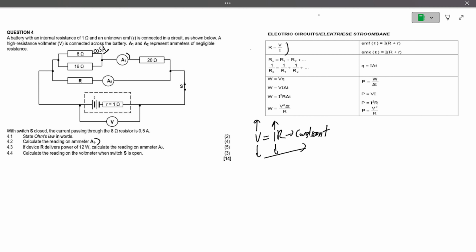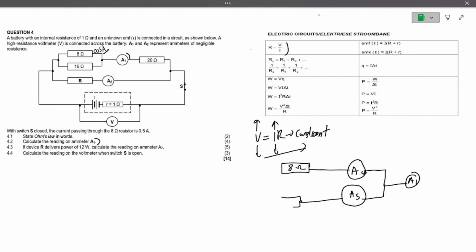What we have to know is, let me just draw out this branch so that we can see how the current is moving there. Let me just name this A4, and then here it will be A5, and then there's going to be the 8 ohm resistor there, and here there's going to be the 16 ohm resistor. So this is how maybe it is. And then this is 0.5 amperes. So we are looking for the current here.